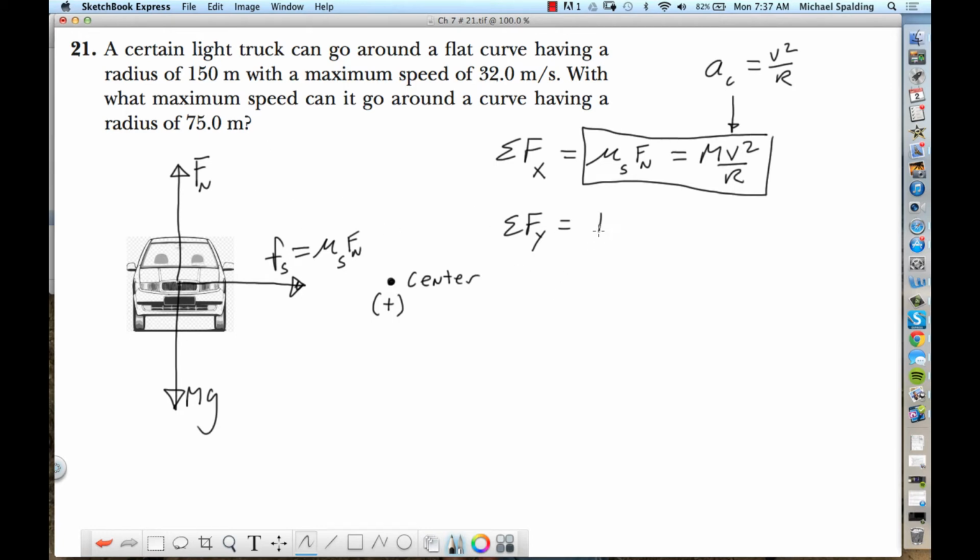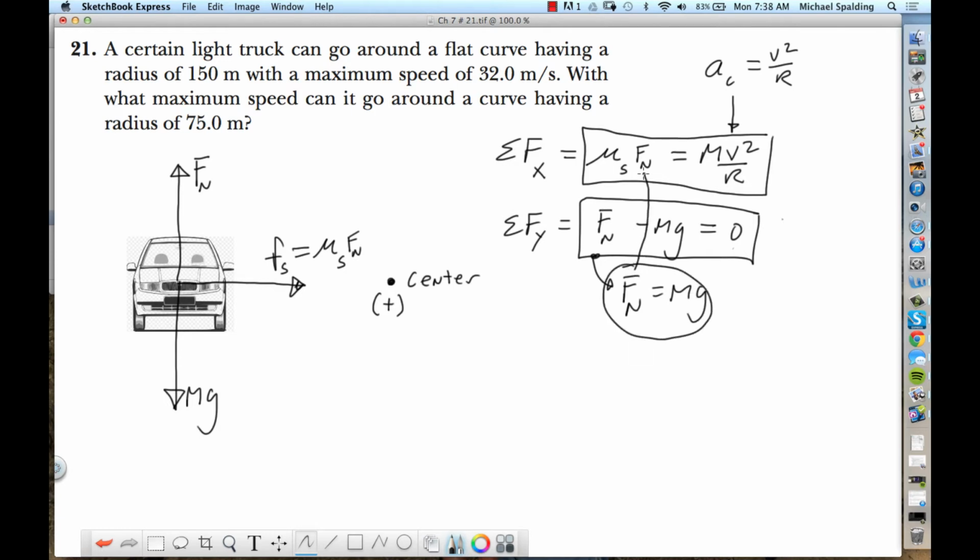All right, in the y direction, we have normal force up, mg down. Sum of the forces equals ma. But is there any acceleration this way? Centripetal or linear? Nope. So that goes to 0. So normal force minus mg, this whole thing is just 0. So now, how do we go about solving this problem? Well, first of all, what's normal force going to be? mg. Solve that for normal force. Normal force equals mg. Plug it in right there.